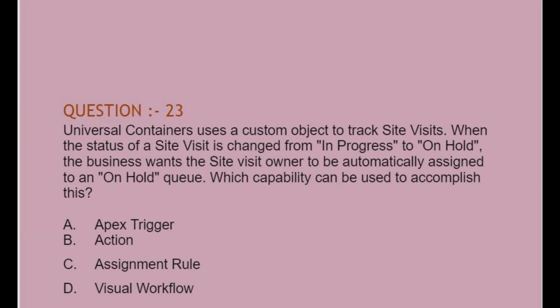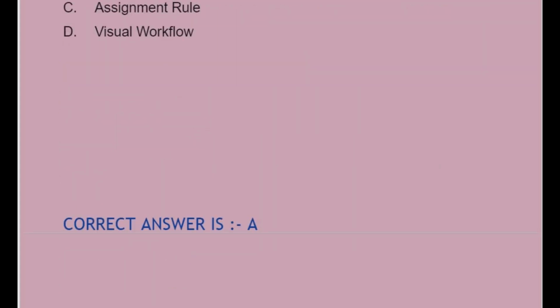Question is Universal Containers uses a custom object to track site visits. When the status of a site visit is changed from in progress to on hold, the business wants the site visit owner to be automatically assigned to an on hold queue. Which capability can be used to accomplish this? Option A, Apex Trigger. Option B, Action. Option C, Assignment Rule. Option D, Visual Workflow. Correct answer is option A.